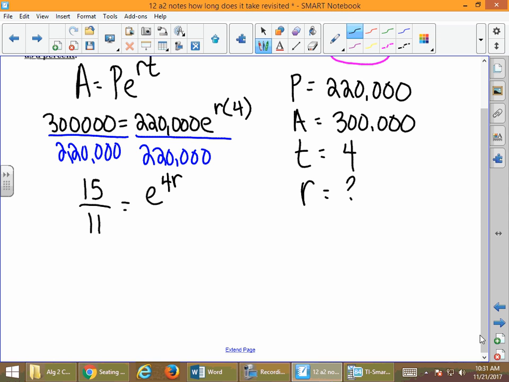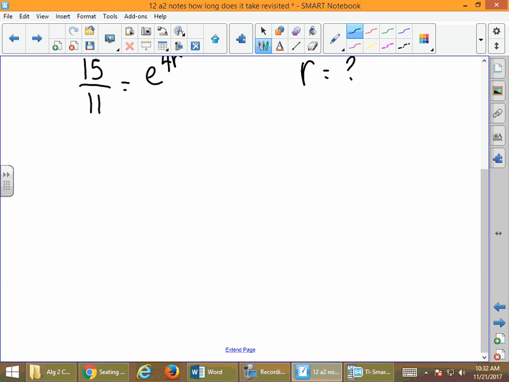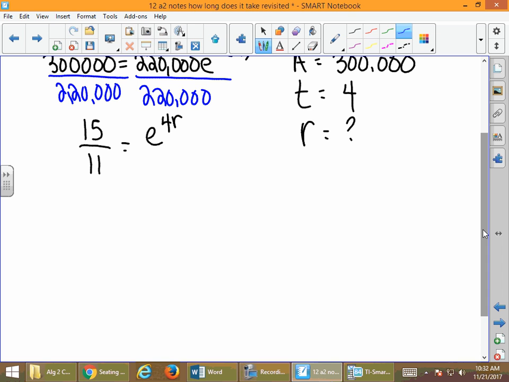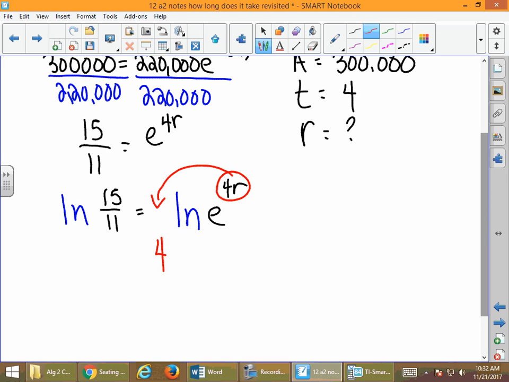And now that we have that, just like our previous problems, we can put in a natural log over here and a natural log over there. If you prefer, use the common log. It doesn't matter to me. But we have natural log of 15/11 equals the natural log of e to the 4r. And the steps might be getting redundant at some point. I hope so. We're taking this 4r, using our power property. We're going to write that as an exponent here. We still have our natural log on both sides.